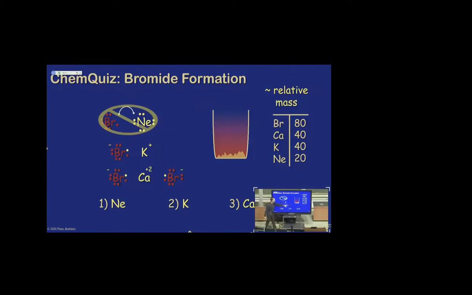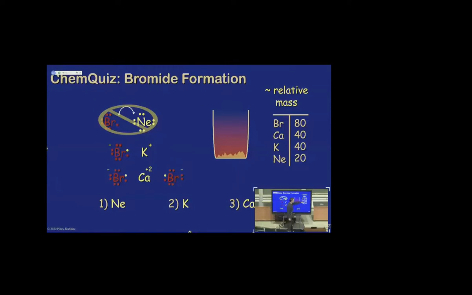You haven't added or subtracted any electrons or protons from the universe. You just keep the same amount, shuffle them around, so the overall charge has to be 0 when you form your ionic bonds. And you see calcium reacting with 2 bromines, and then you just have to see which one of those between KBr and CaBr2 is 80% bromine. So potassium bromide, that's 40 and 80, so that's 120. 80 of it is bromine.